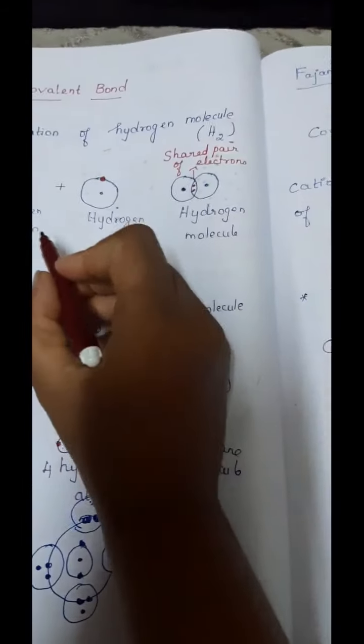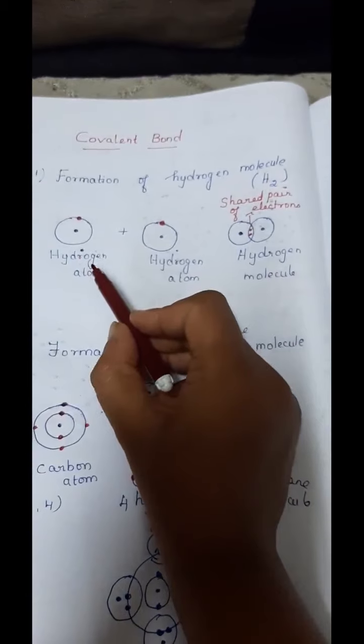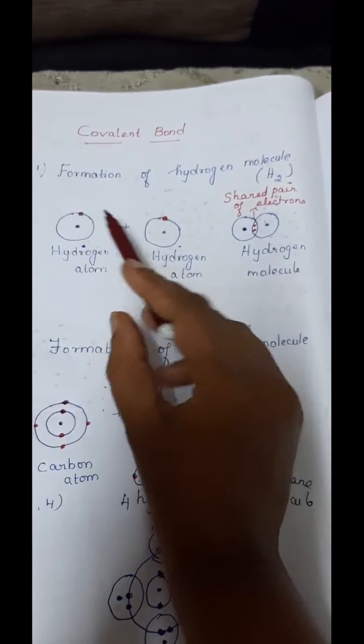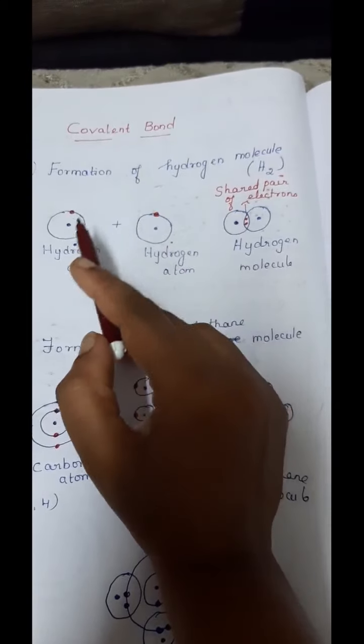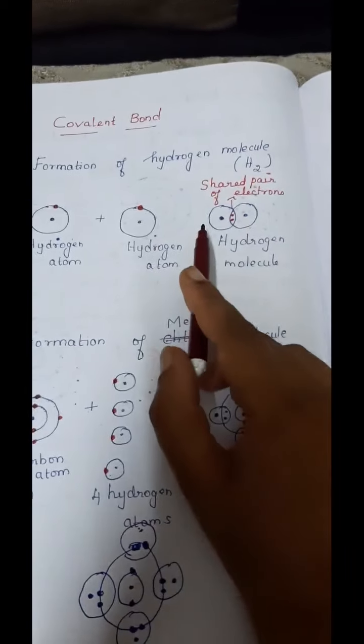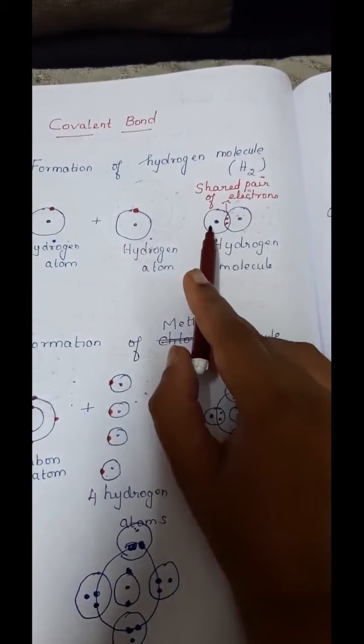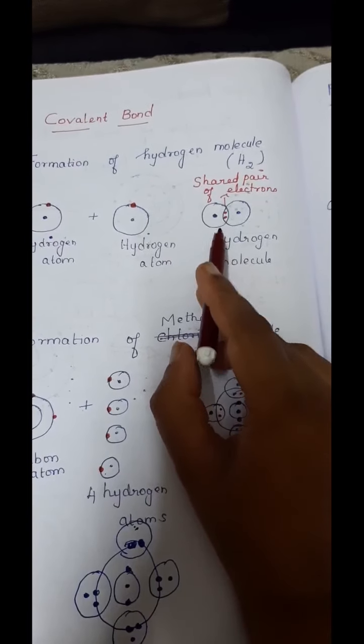So the first example I told you about was the formation of the hydrogen molecule. Hydrogen atom 1 electron, another hydrogen atom 1 electron, because the atomic number is 1. So when these two share, to attain the helium configuration there is a shared pair of electrons in between.